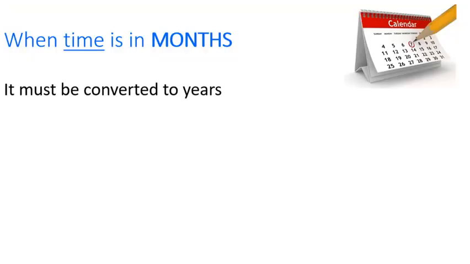When they give you the time in months, it must be converted to years. There's a formula, the T is in years. So to convert months to years, you use the formula months divide by 12. That will give you the time in years.